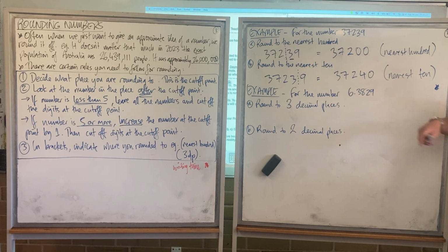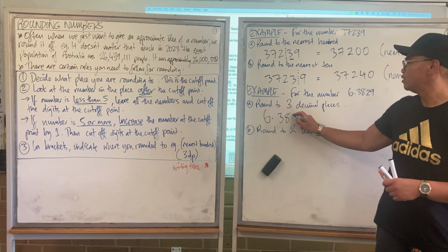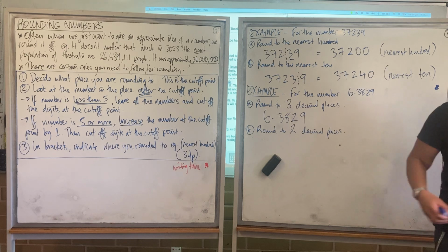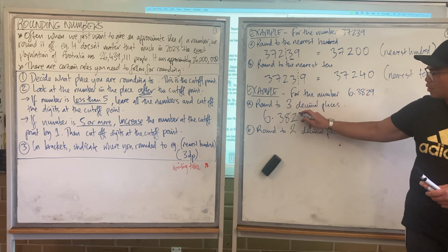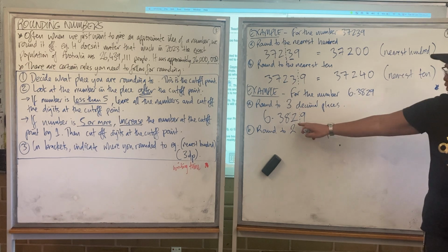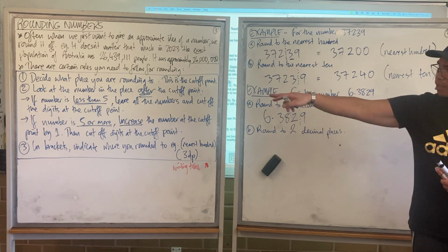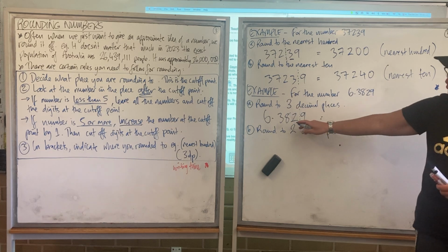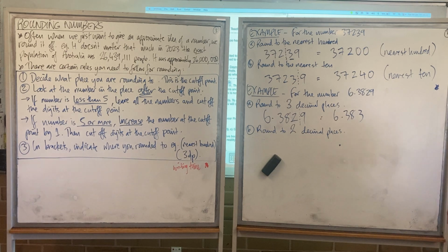For the number 6.3829, round to 3 decimal places. So 6.3829. Where is my little cutoff point going to go? After the 2 or after the 8 or after the 3? After the 2. I'm going to be cutting off here because I want 3 decimal points. What number do I look at to make a decision? Do I look at the 2 or do I look at the number after the cutoff point? After. I look at the 9. Is it bigger than 5? Yeah. Good. So what do I do when it's bigger than 5? I raise the cutoff point number by 1, 6.383. And that's it, then I just cut it off.